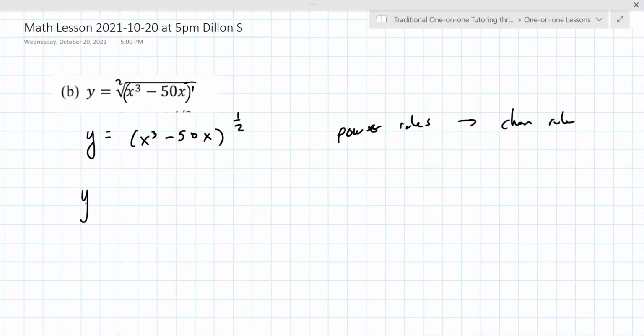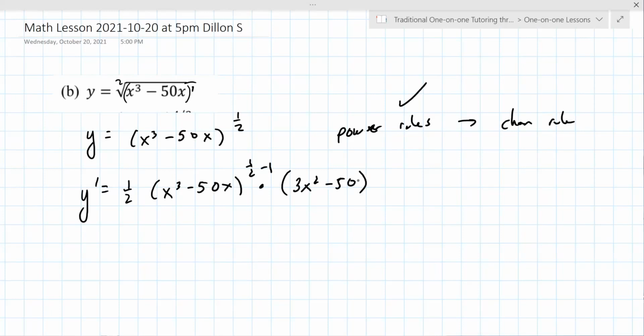Okay. So your derivative, your power rule here, 1/2, bring that down front, keep the inside function, subtract 1 from the exponent. So the faster you can get at that, the better. And then you multiply. So we've taken care of the power rule. Now we have to do the chain rule, which is the inside function. So what's the derivative of x cubed? 3x squared minus 50. Very good.